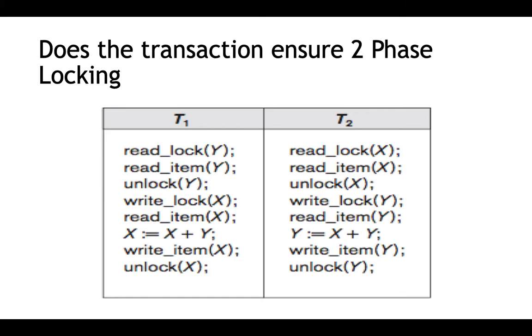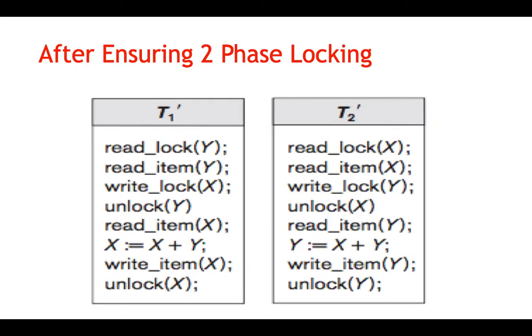This is the original transaction. Now we'll be changing some order. We know that all the locking operations should occur first, and only then should unlocking begin. So this write lock should happen before this unlock, so keep that in mind. And over here also, this write lock should happen before this unlock. To achieve that, we'll be changing the order of commands within the transaction, and this is the answer.